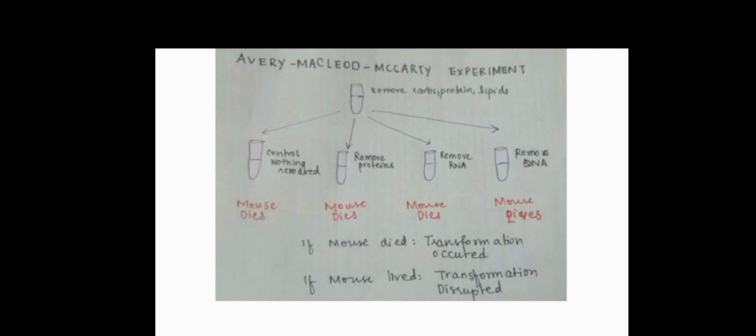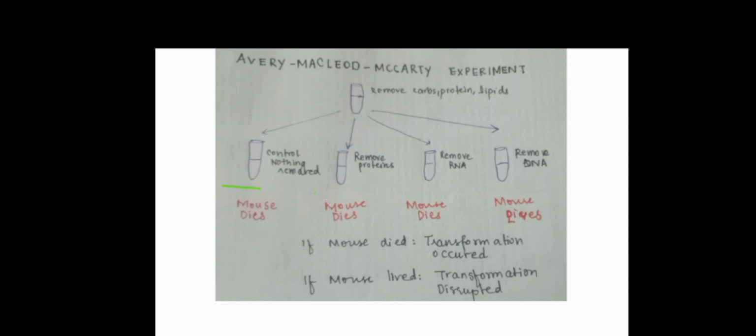But the agent responsible for transforming R-type into S-type remained undiscovered until 1944. Avery, MacLeod and McCarty were the scientists who found the agent responsible for transforming R-type bacteria into S-type bacteria. They found that DNA is the hereditary material. They made an extract filtrate of heat-killed S-type bacteria mixed with R-type bacteria. Their extract filtrate had carbohydrates, lipids, proteins and DNA. Then they divided this extract into 4 samples.